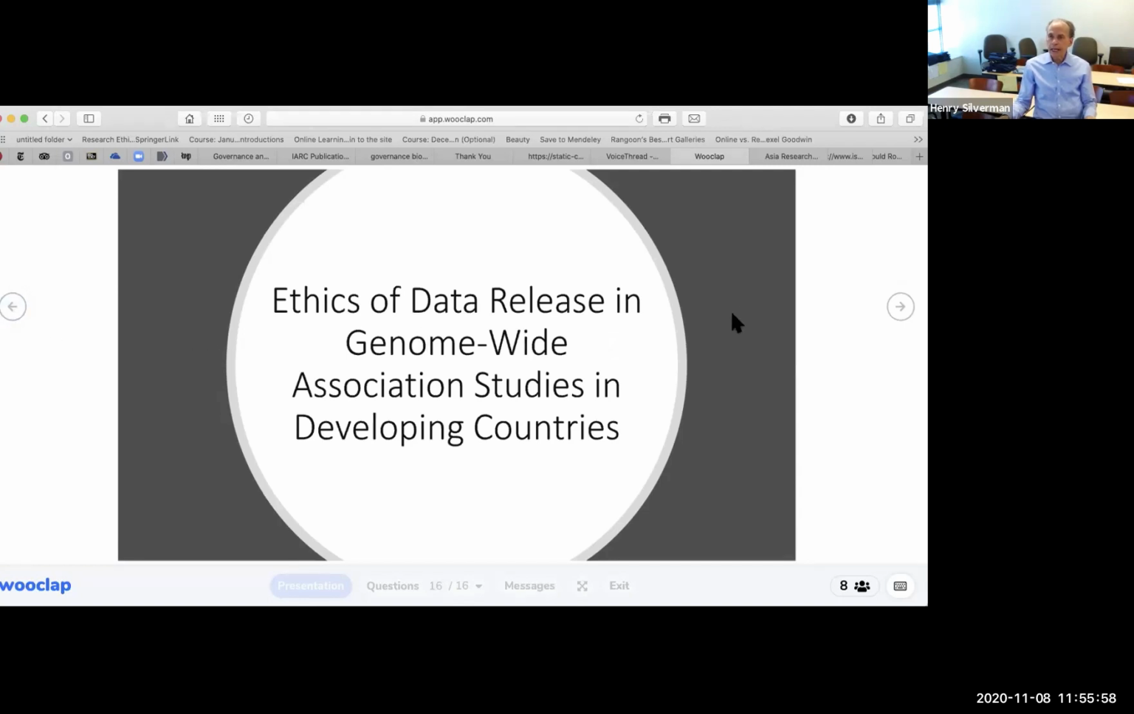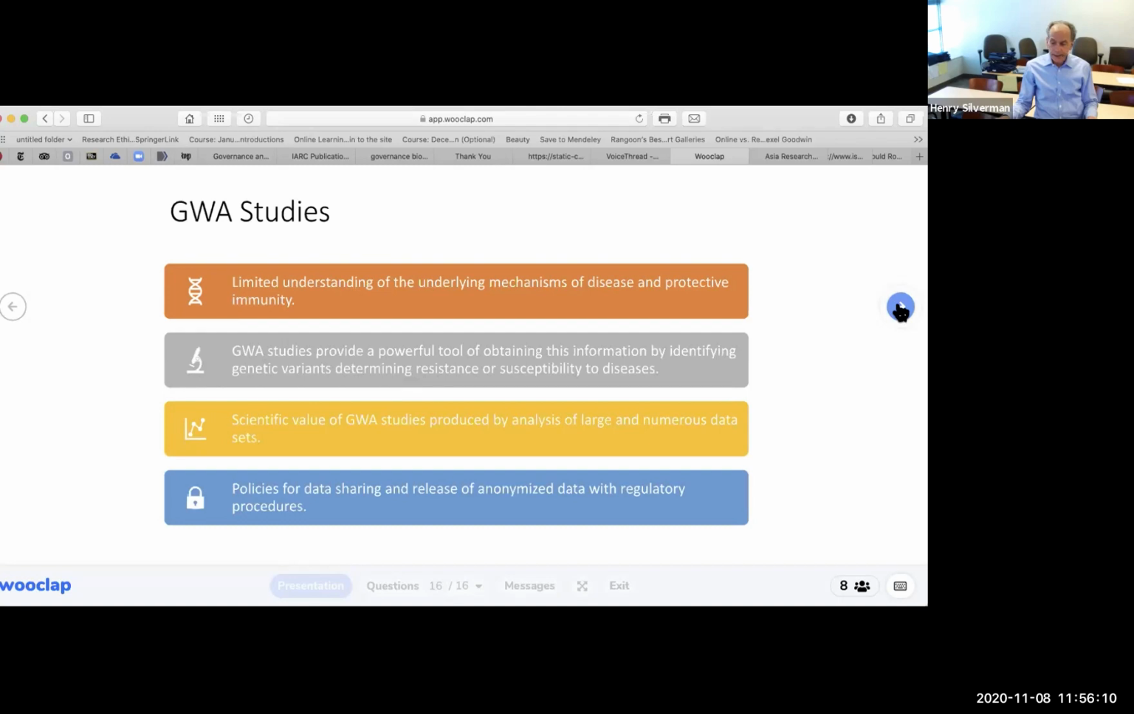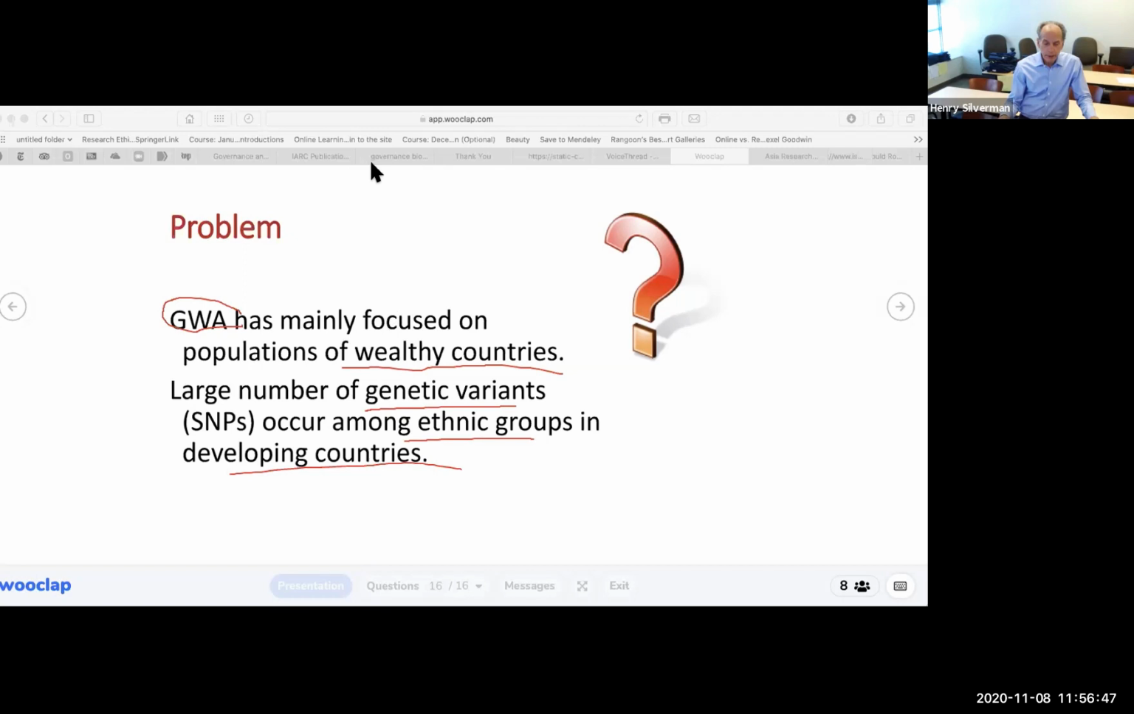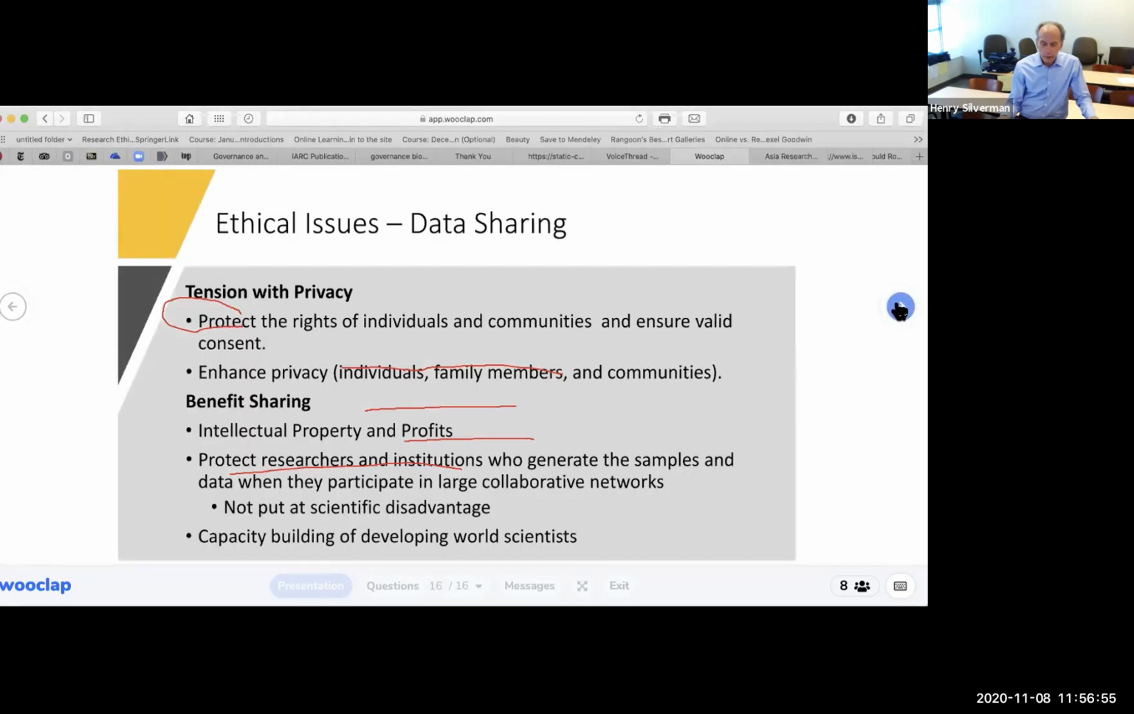So will you allow your data sets not only be shared with other investigators in your country, but what about sharing data with other countries? And the issue has been, these studies are done in high income countries, and essentially, do you want your data set to be shared to look for genetic variants among ethnic groups in your countries as well. So I just want to briefly talk about that.